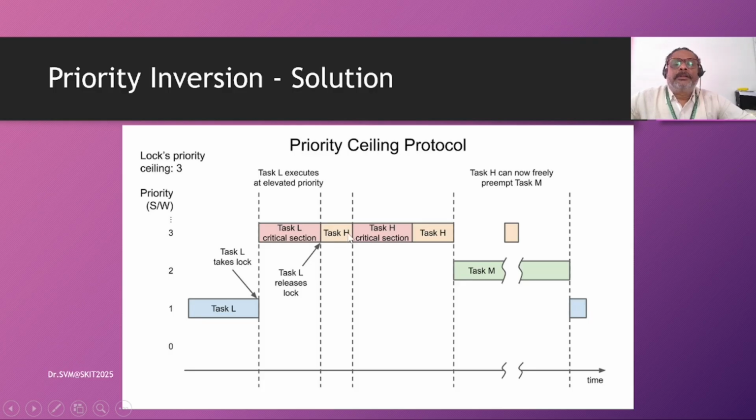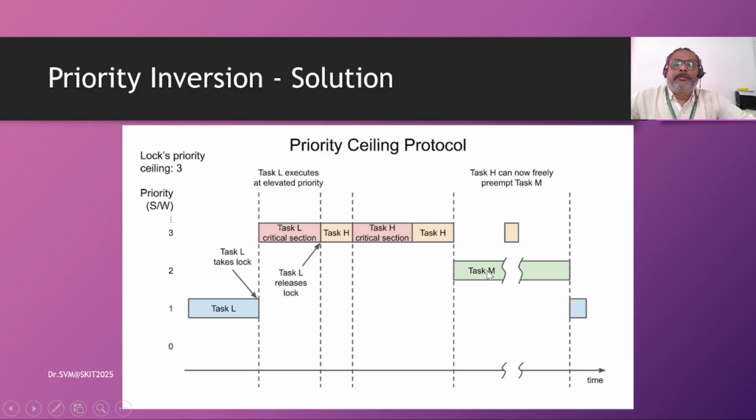Then task H continues its non-critical section and then gets into its critical section. After completing the critical section, it can continue operation in the non-critical section, and it can be preempted on the way.